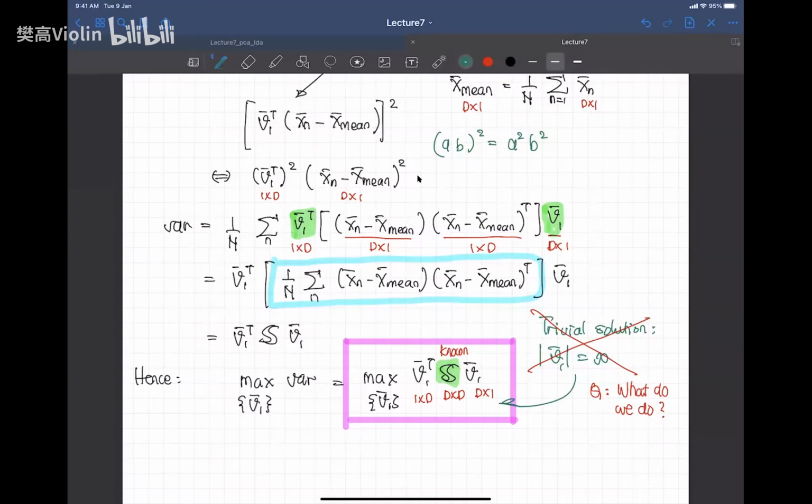Yes, the constraint should be that the magnitude of V1 has to equal 1. In other words, V1 has to be a unit vector. Exactly. This is why in the beginning we didn't mention any constraint of unit vectors. But when we face this situation, we are forced to use unit vectors, because otherwise it will be trapped into a trivial solution. Any questions?